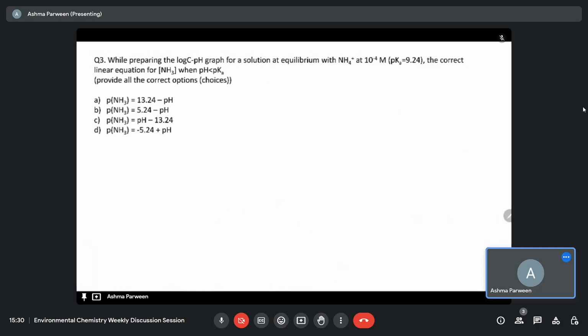So we have, while preparing the log C pH graph for a solution at equilibrium with ammonium plus ammonium at 10 raised to minus 4 molar, pK is given. The correct linear equation for ammonia when pH less than pK is, we have to provide all the correct options, that is multiple select options. We have to select the options which are correct. It is also similar to the previous question, only we have given a different acid, NH4 plus. So I'll give you 5 minutes to just find out what are the correct options.